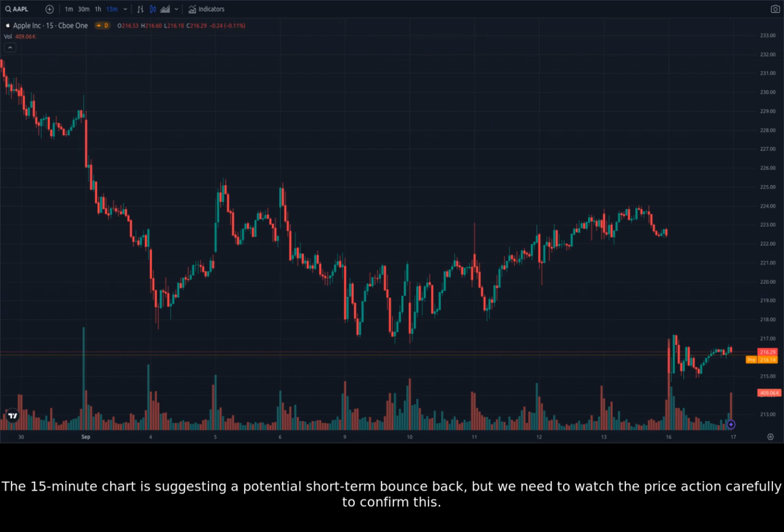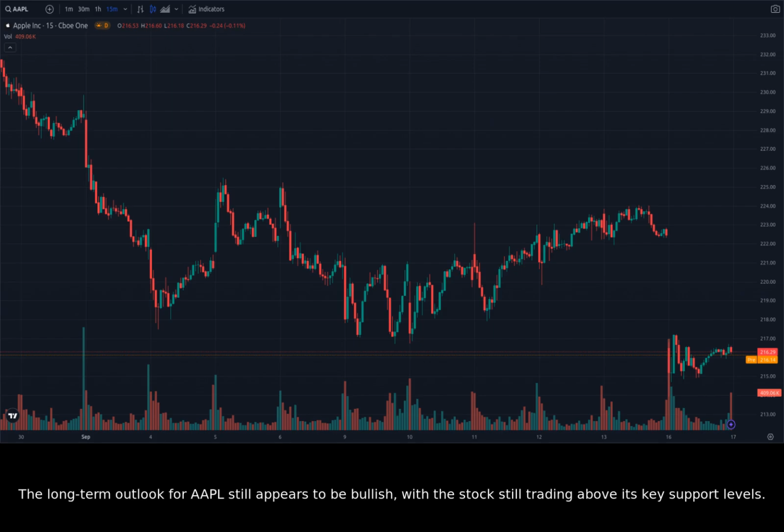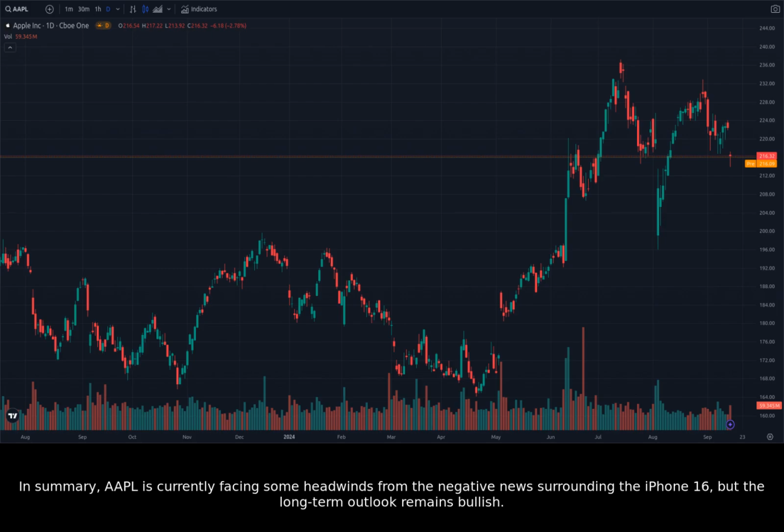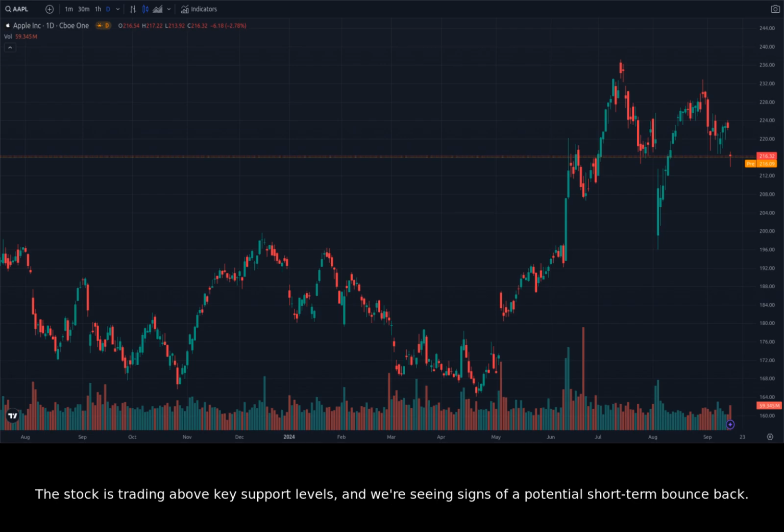The long-term outlook for Apple still appears to be bullish, with the stock still trading above its key support levels. However, the short-term outlook is less clear and could be influenced by the Fed's decision this week, as well as the ongoing iPhone 16 demand concerns. In summary, Apple is currently facing some headwinds from the negative news surrounding the iPhone 16, but the long-term outlook remains bullish. The stock is trading above key support levels, and we're seeing signs of a potential short-term bounce back.